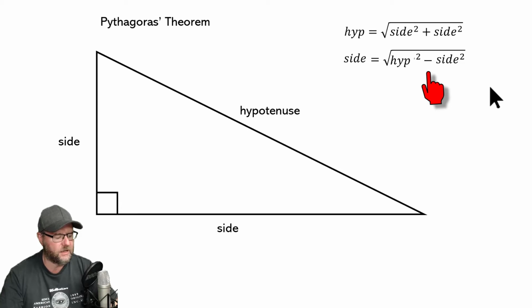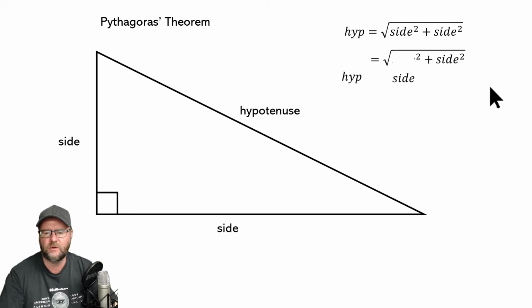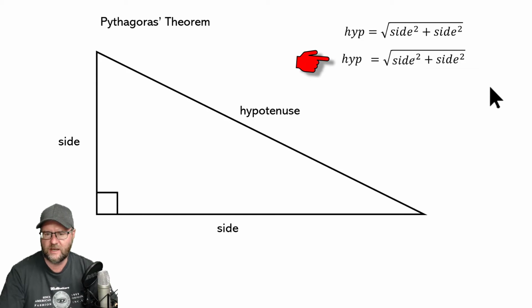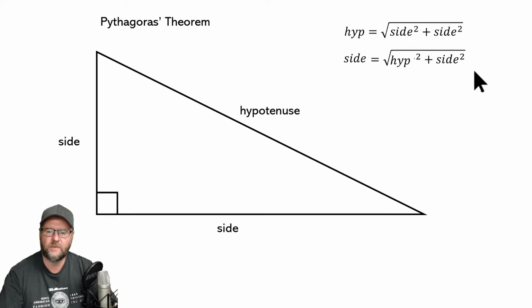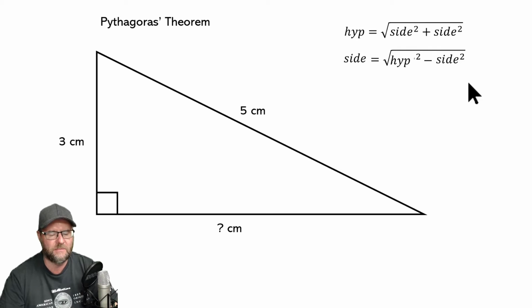Okay, I'm going to go back and do that again because it's pretty important you get that. That's what we started with. So that was the formula we used to find the length of the hypotenuse. But if it's one of the sides I have to find, swap those two and turn the plus into a minus. Now let's apply that to some actual numbers.